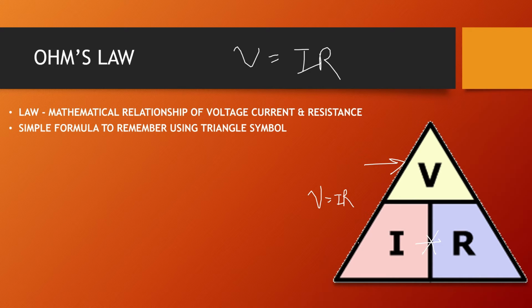Now let's say you don't know the current. The current is unknown to you, but you have your voltage and resistance. So let's say this is the unknown quantity. I will be equal to, and you can see V divided by this barrier over here. So it would be V divided by R.